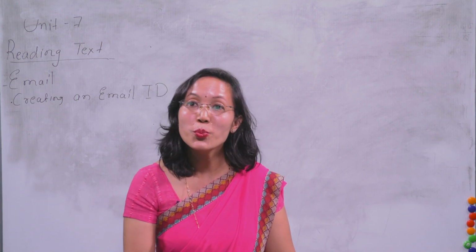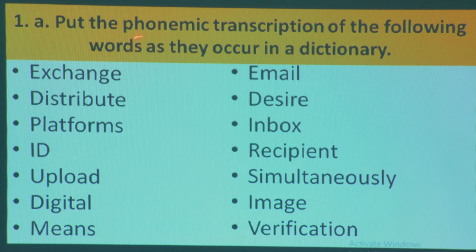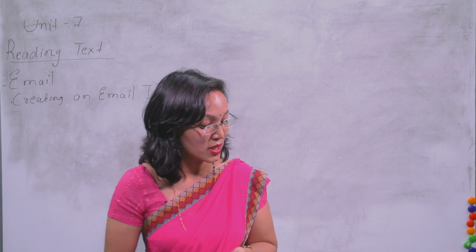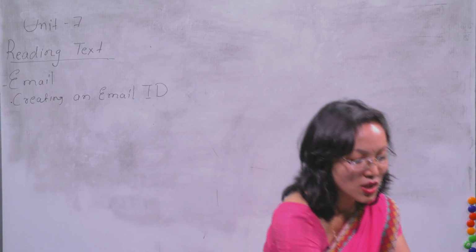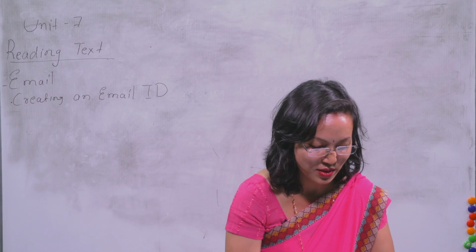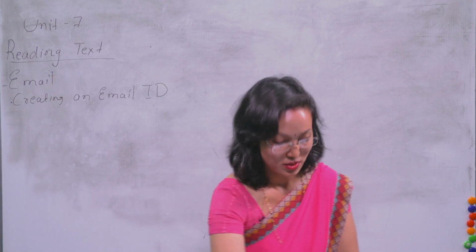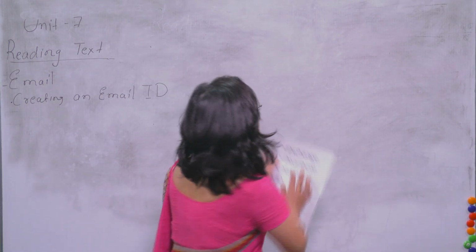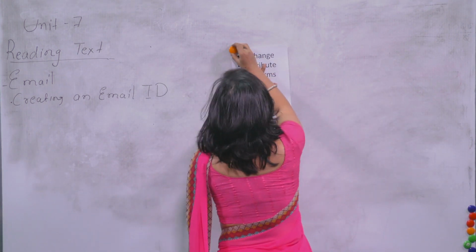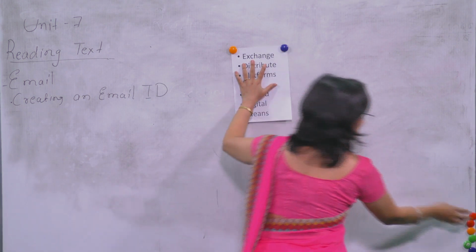The first exercise is to put the phonemic transcription of the following words as they occur in a dictionary. You might have taken a sound class in your previous classes. Phonemic transcription means how the words are pronounced, how they sound. The first one is given in your book, that is exchange. Please have a look. I am putting this on the board.